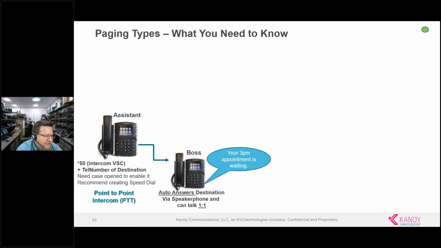So one of the first ones I want to talk about is one of our application features, which is point-to-point intercom. It uses a specific star code and then a destination telephone number. And this allows you to page a specific phone. It's used in boss-assistant, boss-secretary types of environments, or wherever you might want to initiate a page and have a direct phone go off hook or auto answer, and you can speak to them. It is a one-to-one paging.